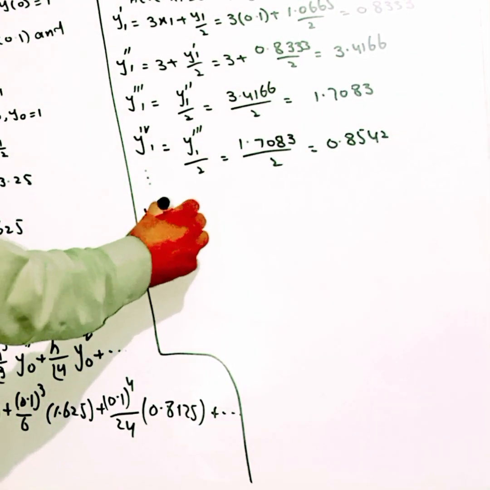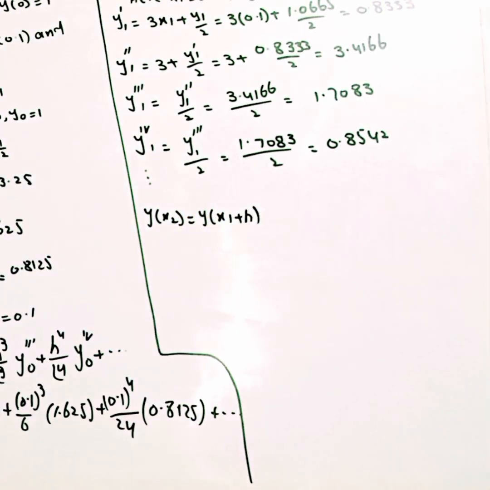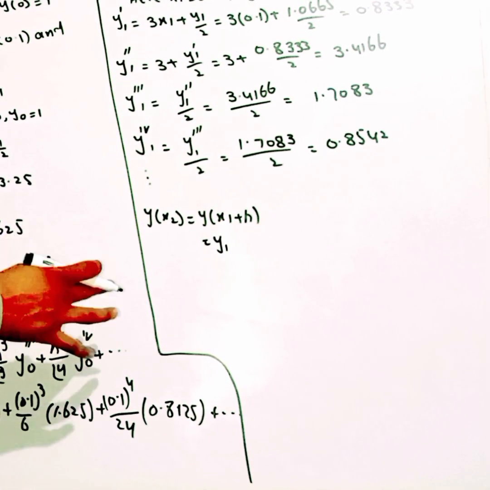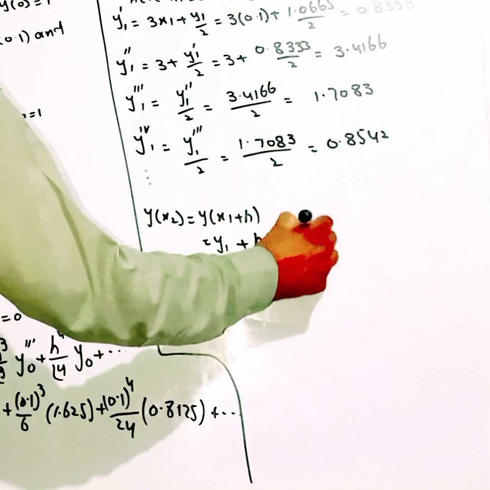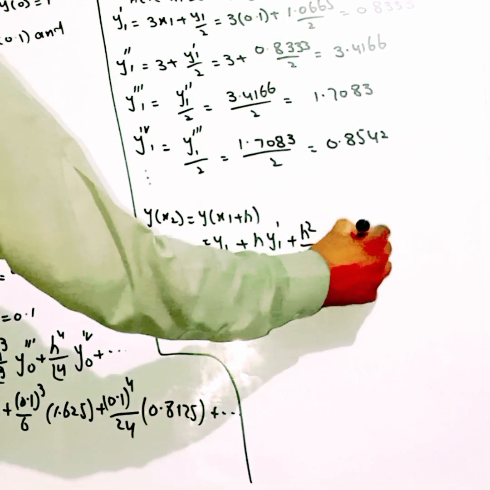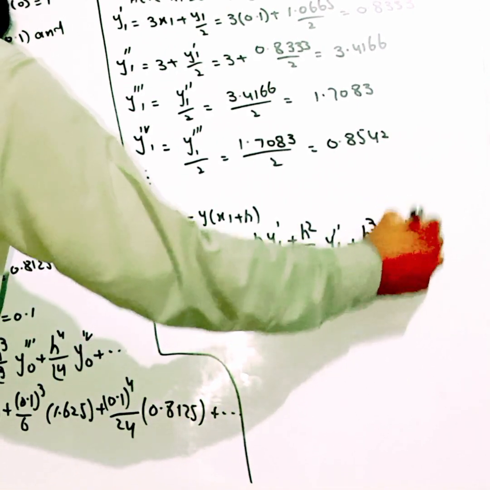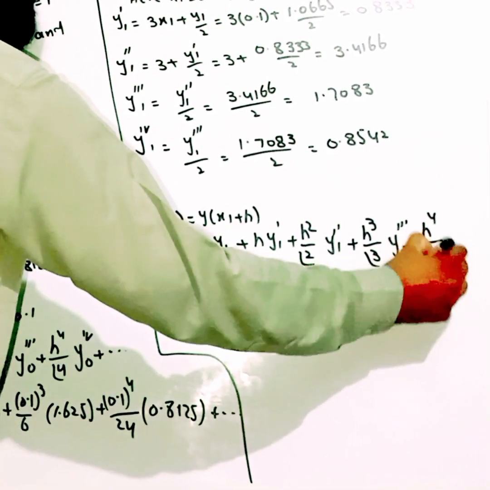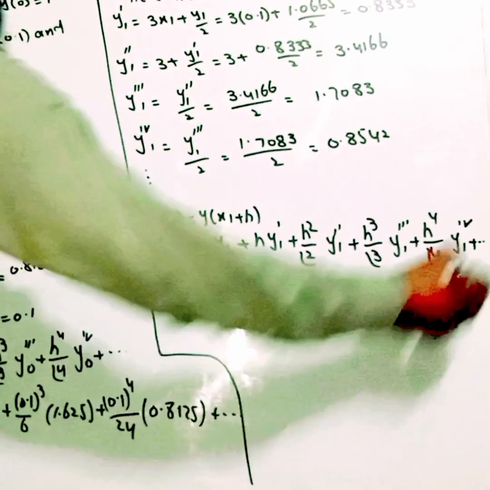Now we find y of x2. Y of x2 is equal to y of x1 plus h. By using Taylor series, we have y1, it means y of x1 plus h y prime 1 plus h square over 2 factorial y double prime 1 plus h cube over 3 factorial y triple prime 1 plus h raised to power 4 over 4 factorial y fourth derivative 1 plus so on.